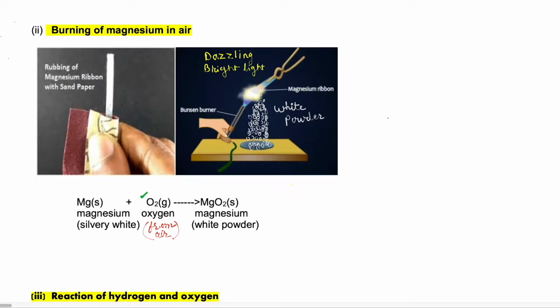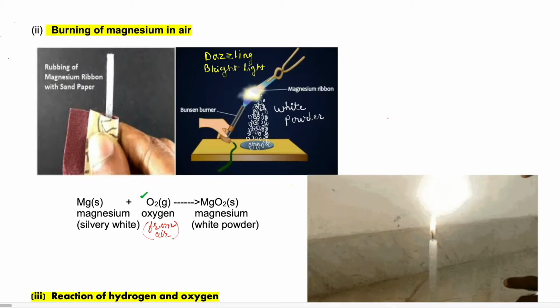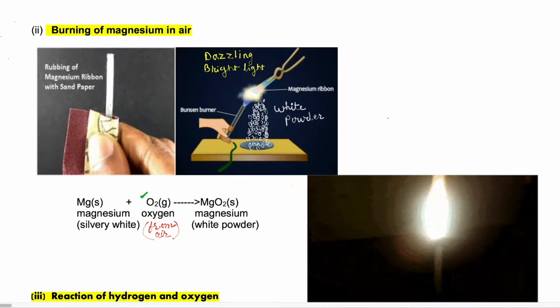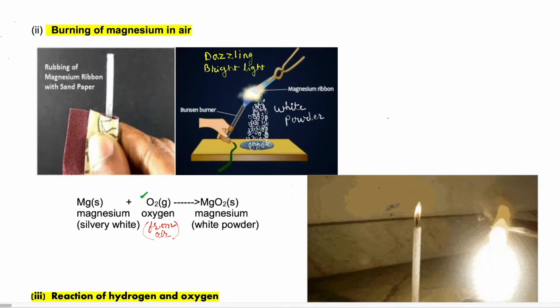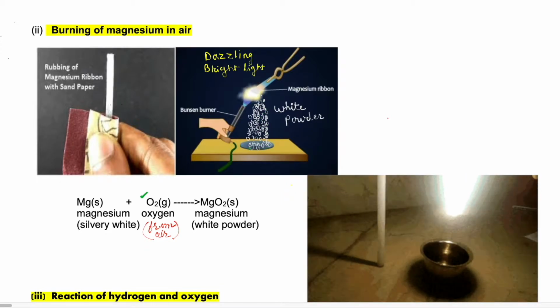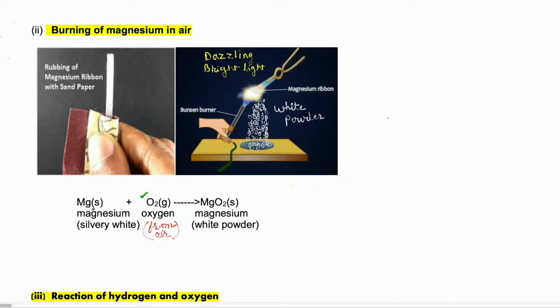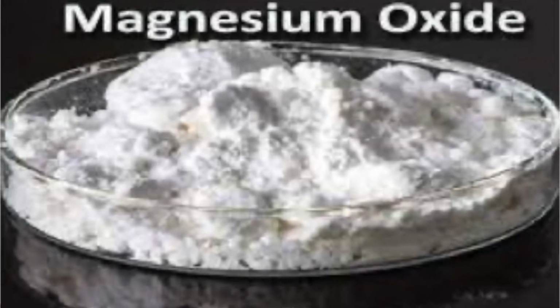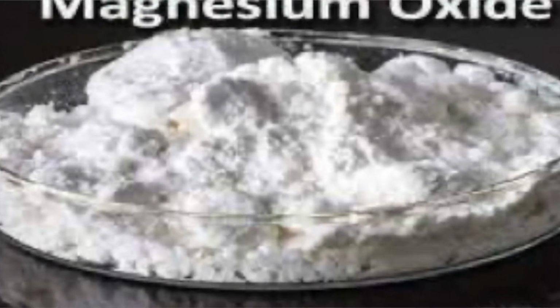Here you can see, this magnesium ribbon burns with dazzling bright light and the ash is in the form of white powder, which is collected here in this china dish. So here change in state is seen. Magnesium ribbon, which is taken as a silvery white solid, when it reacts with oxygen gas from air, forms magnesium oxide, which is a white powder solid.